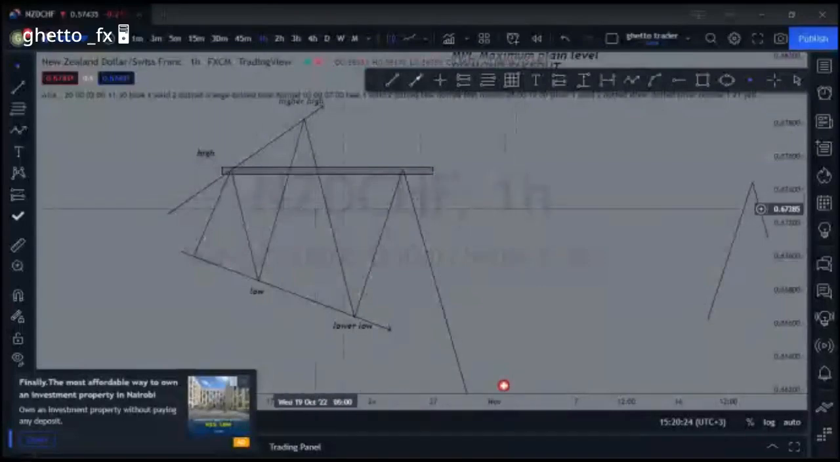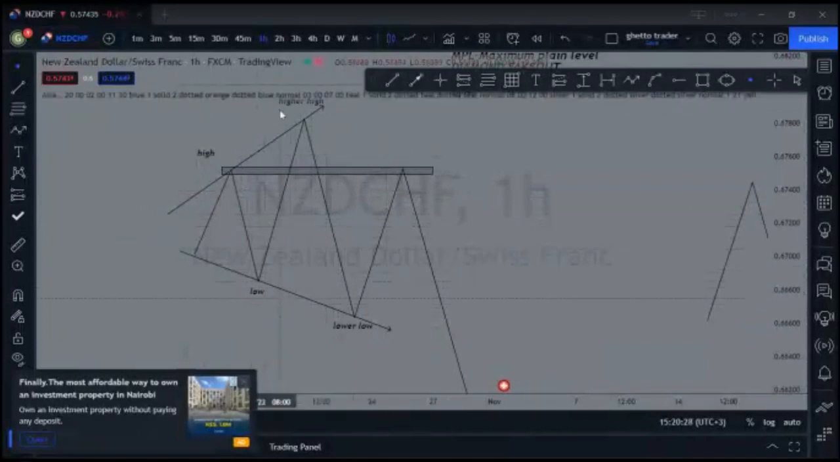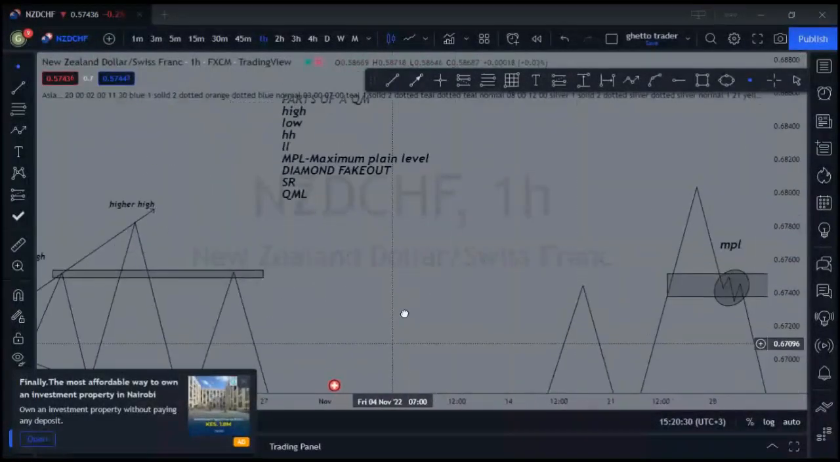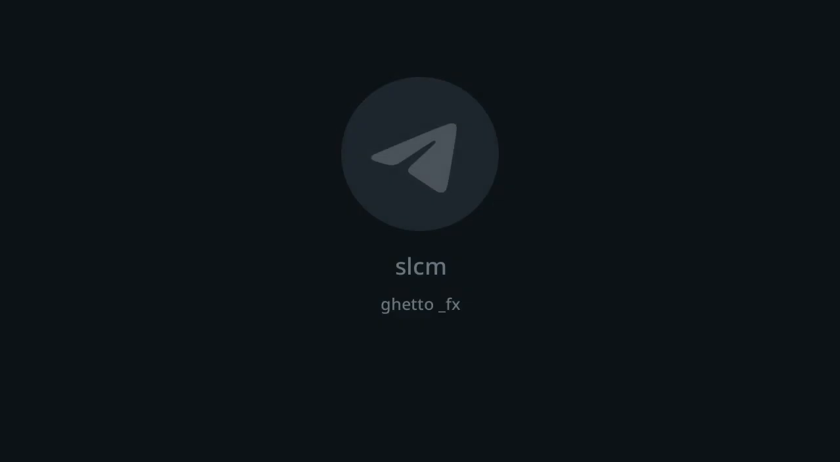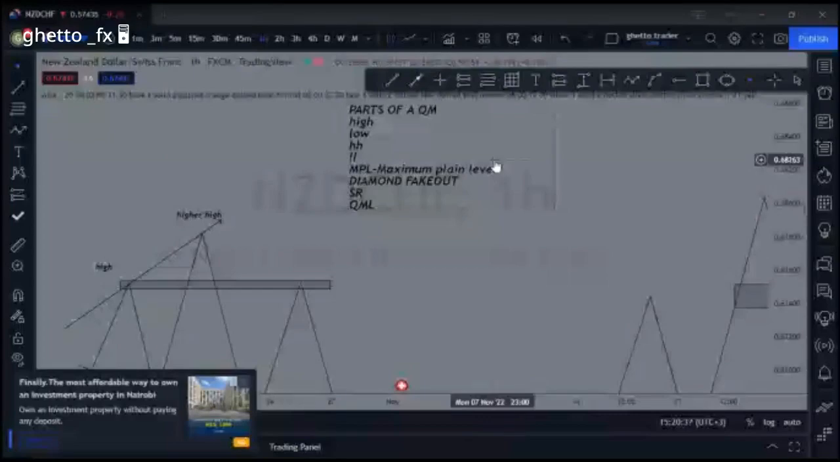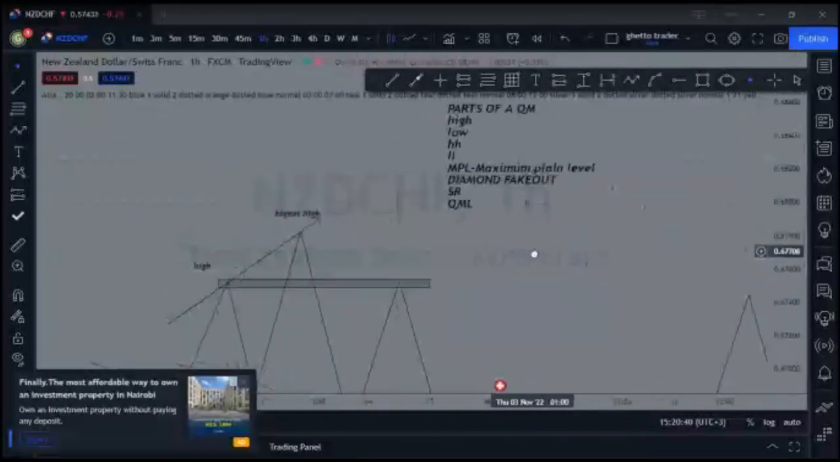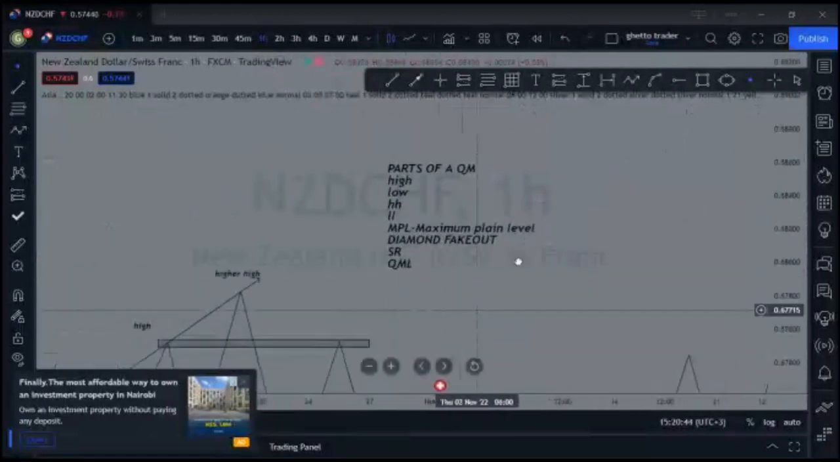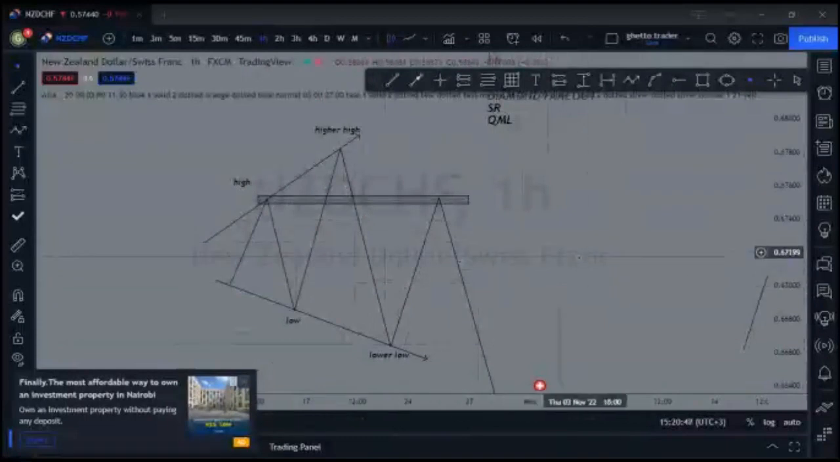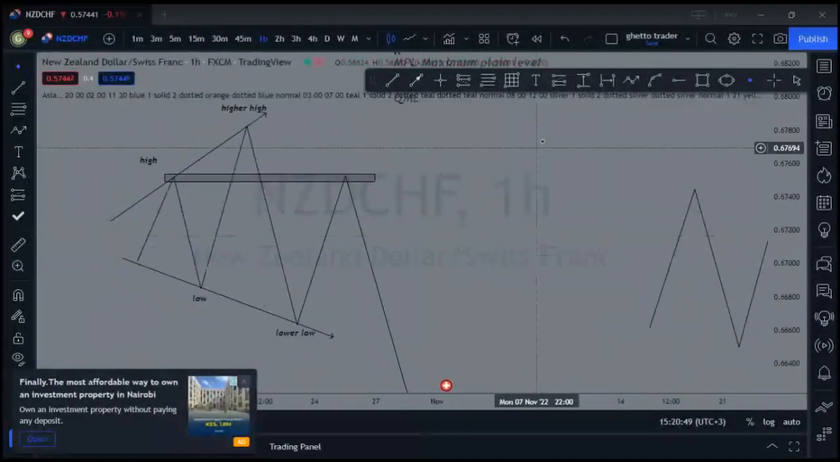A QM has parts like a high, low, high, then a low. Then we have the MPL, maximum plane level. We have a diamond fake out. We have an SR, that is support resistance, and we have a QML. So let's start with the MPL because I've already shown you the highs and lows. So mostly our entry is somewhere here.